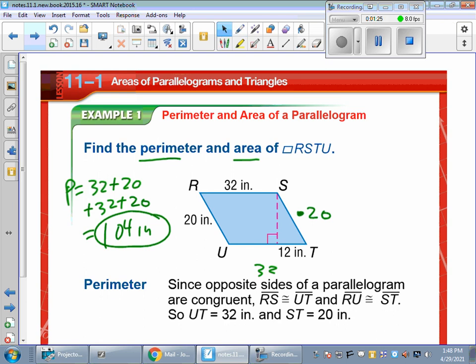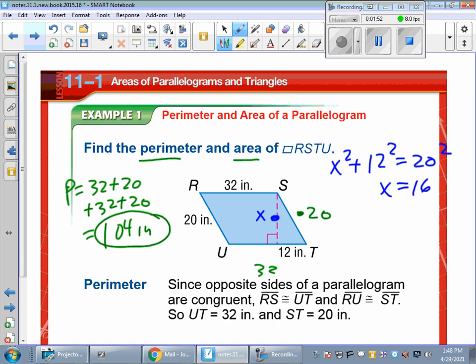Okay, so over here, we need to find this distance in order to get the area, because that's going to be our perpendicular height. So we're going to have to use the Pythagorean theorem. Let's just call this x. So x squared plus 12 squared equals 20 squared. Hopefully we know how to solve that by now, and you find that x equals 16.